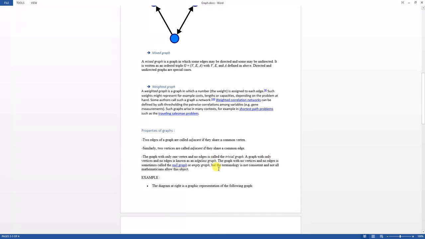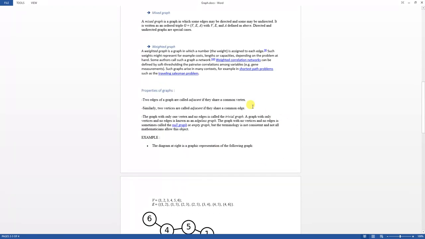So what are the properties of graphs? There are some properties of graphs which are common, like two edges of a graph are called adjacent if they share a common vertex. Similarly, two vertices are called adjacent if they share a common edge. Also, the graph with only one vertex and no edges is called a trivial graph. A graph with only vertices and no edges is called an edgeless graph. And the graph with no vertices and no edges is sometimes called a null graph or an empty graph, but the terminology is not consistent and different people might call it in different ways.